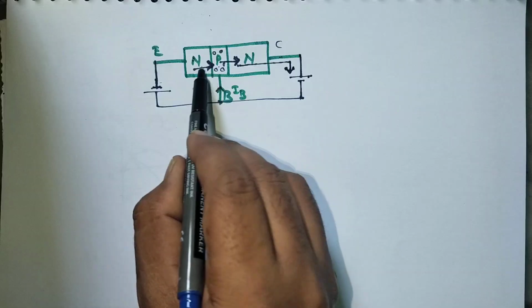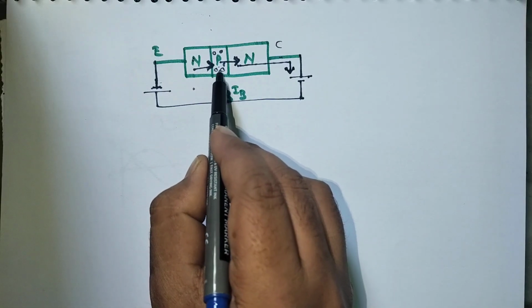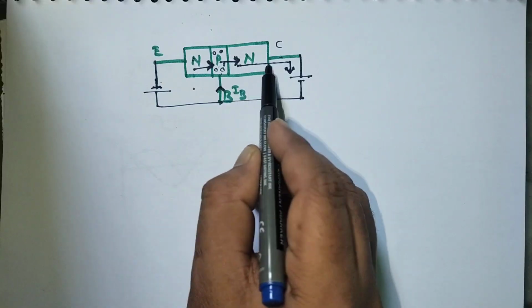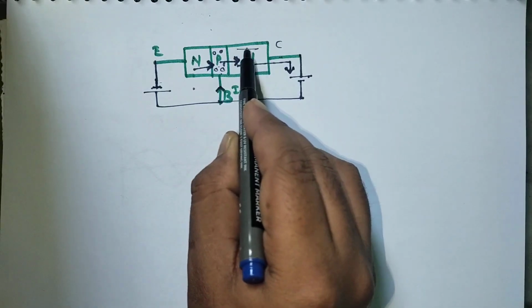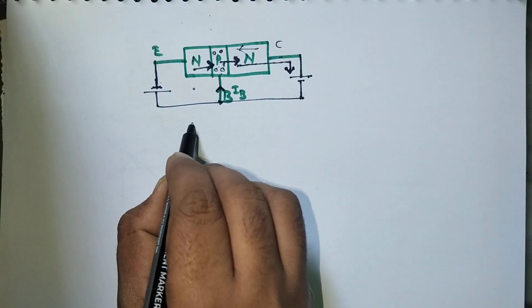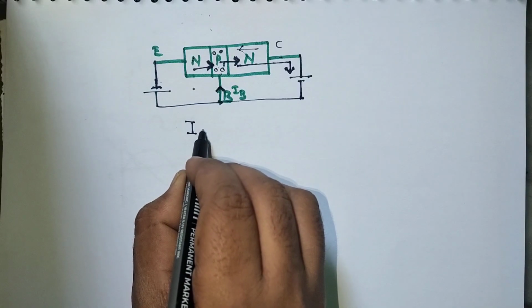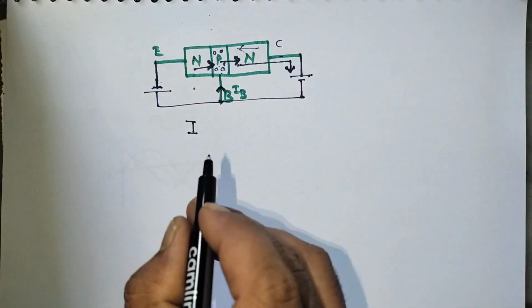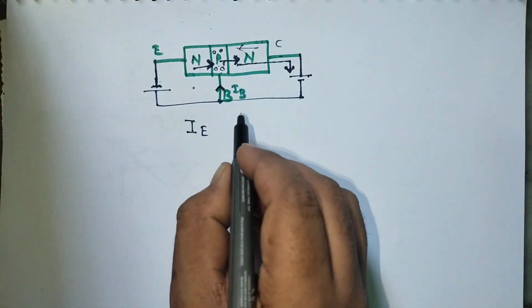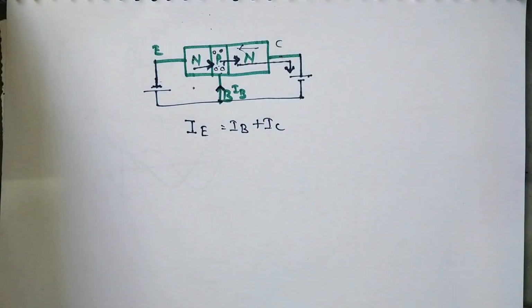So when you give only a small amount of base current IB, a large amount of electrons flows, and collector to emitter current flows. This is electron flow, and this is current flow. So the emitter current is IE equal to IB plus IC.